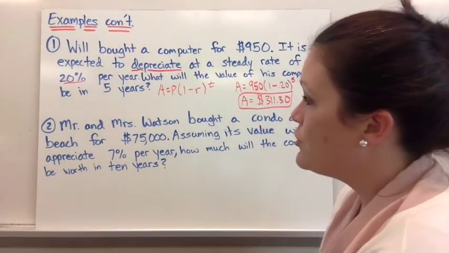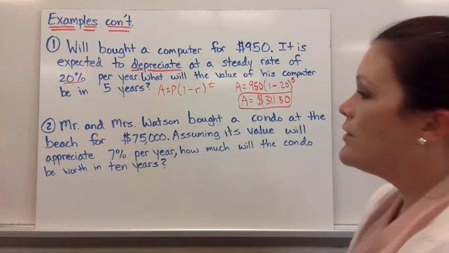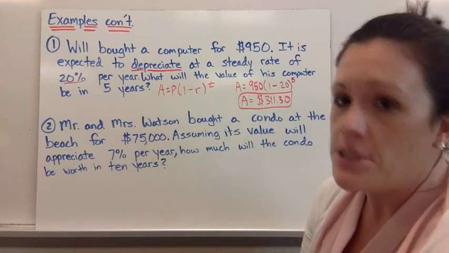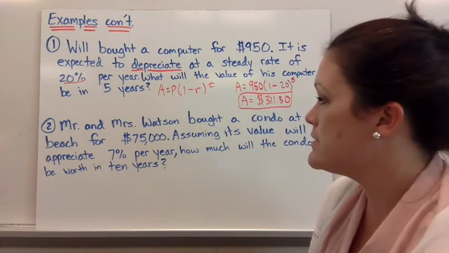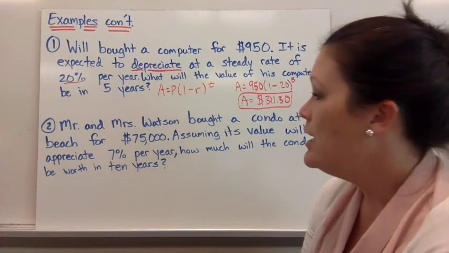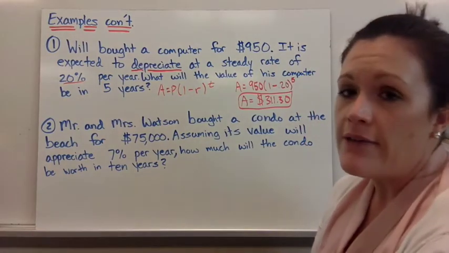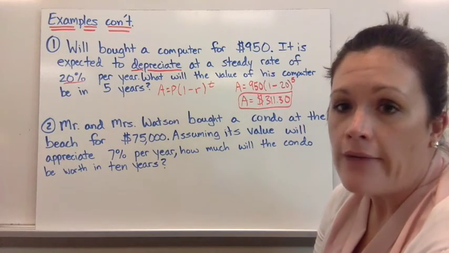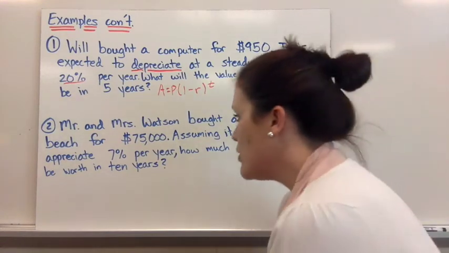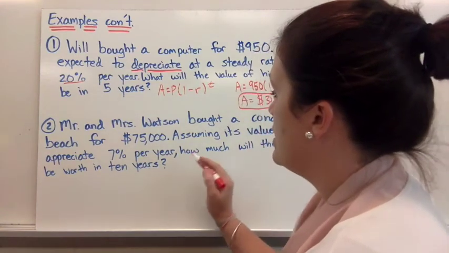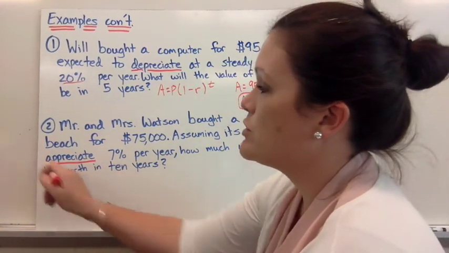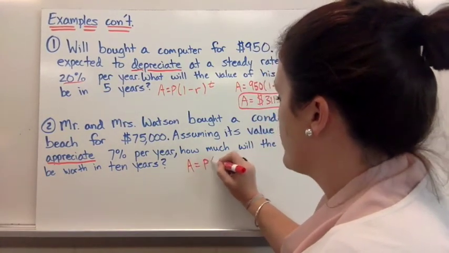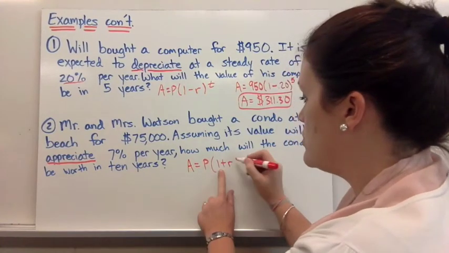Let's look at an example for number 2. Mr. and Mrs. Watson bought a condo at the beach for $75,000, assuming that its value will appreciate because beach property tends to appreciate because it's valuable because there's only a certain amount of it. So if it appreciates at a rate of 7% per year, how much will the condo be worth in 10 years? Maybe they need to sell it, have some retirement money or something. We don't know. But we need to use the appreciation formula, which would go with growth, because appreciate means that it gained value. So it's going to be more than 100%.